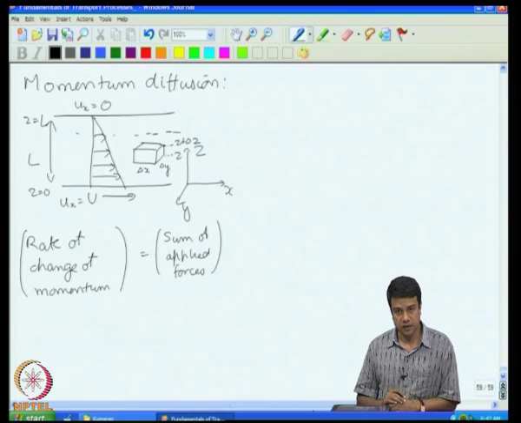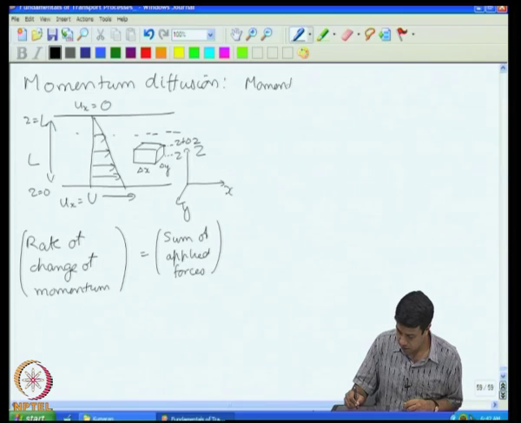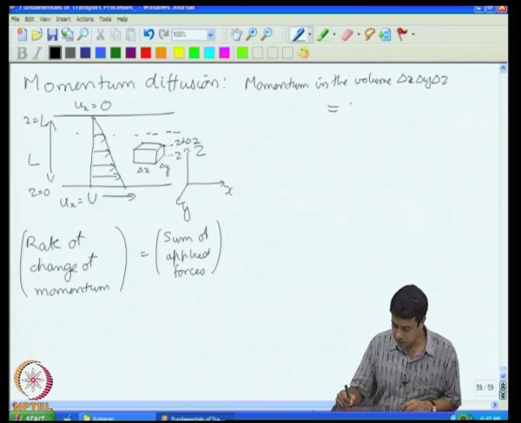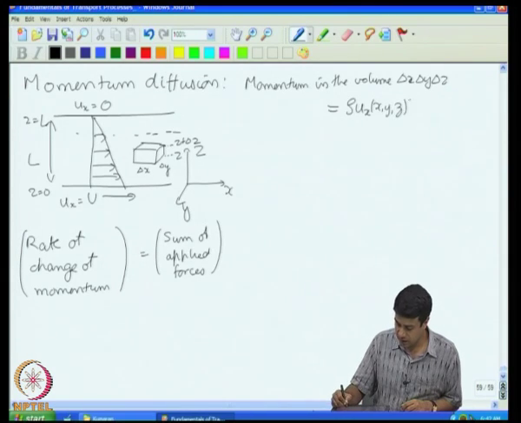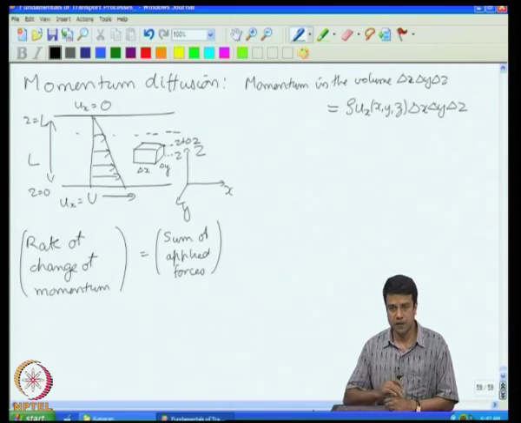What is the rate of change of momentum? The momentum in the volume delta x, delta y, delta z. What is the momentum within that volume? This is equal to the density times ux at x, y, z times the volume. Rho times ux, rho is a mass per unit volume. So, rho times ux gives me a momentum per unit volume. I multiply that by the volume to get the total momentum. So, that is the basic principle.